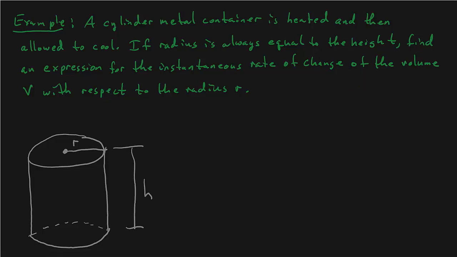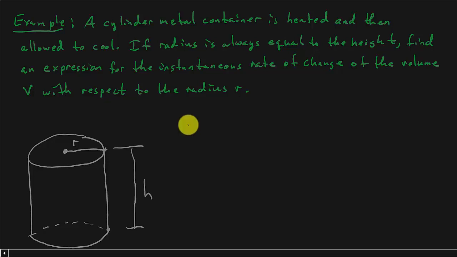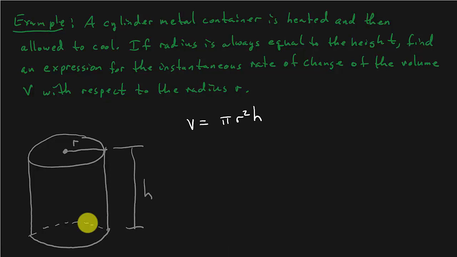So what do we need here? We need the formula for the volume of a cylinder. The volume of a cylinder is pi r squared times h, right? So how do you find the volume? Well, you take a cross section. If you cut this in half and looked at the end of it, it would be a circle. So we take the area of that circle and multiply it times the height, and that gives us the volume.